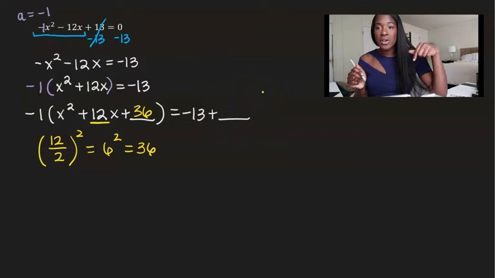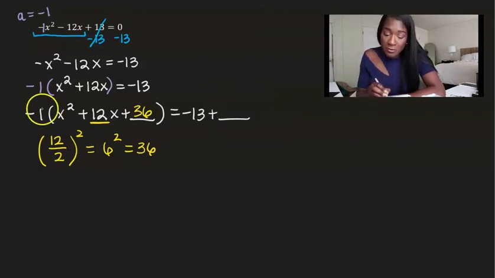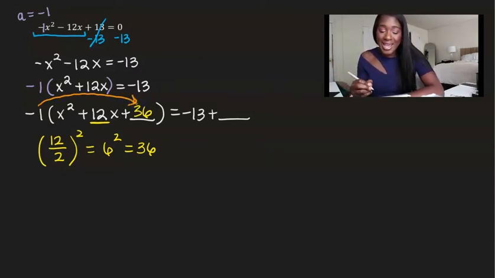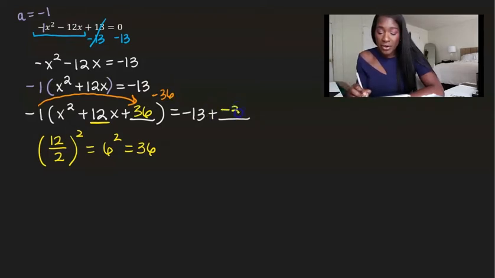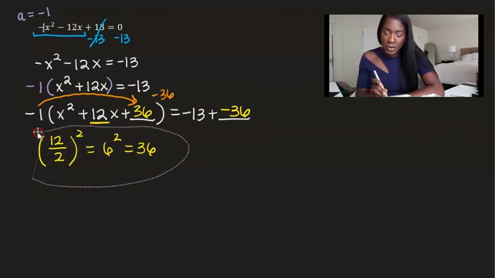The reason that that's wrong in this case is because we had to factor out that negative 1. So when we factored out that negative 1 and added 36 on the inside of the parentheses, that really gave us a negative 36 from distributing that negative 1 back to the 36. And so to balance the equation, I need to be putting a negative 36 on the other side of the equation.